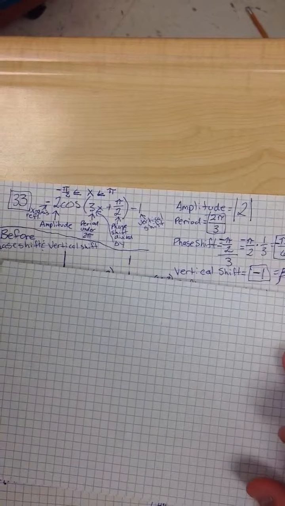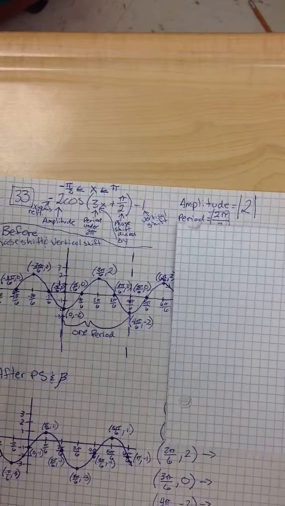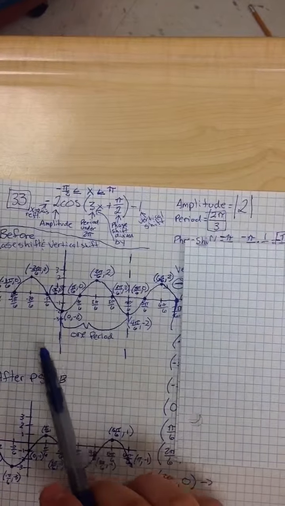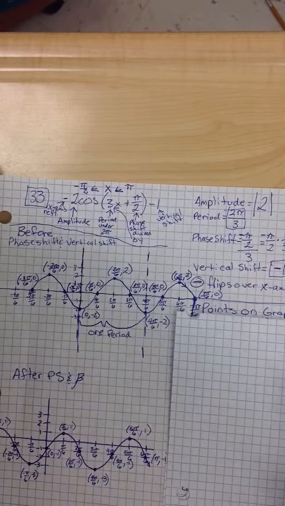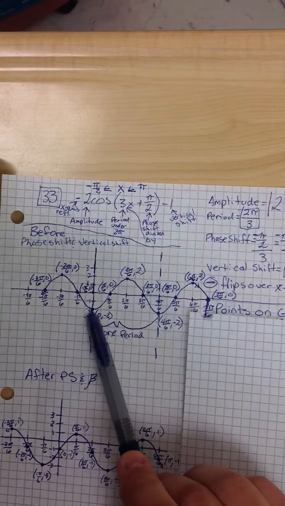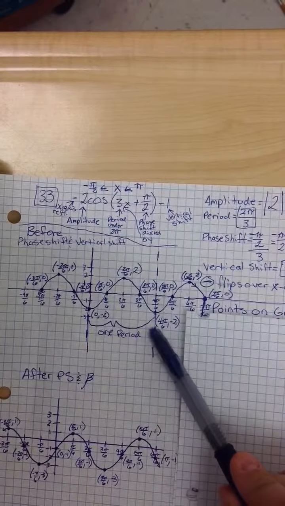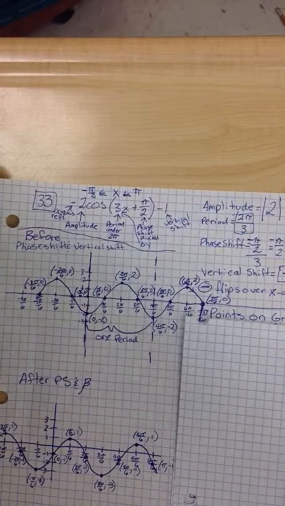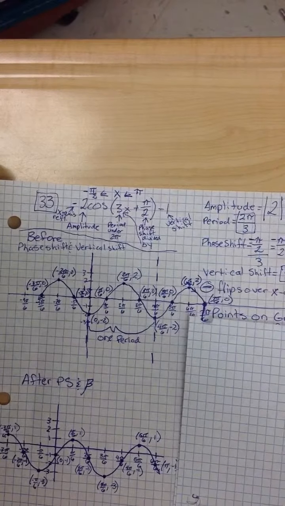So then after doing the cosine graph, we know that we have a period of 2 pi over 3, and we know that because of this negative in front of everything, it gives us a flip over the x-axis. So we start at the amplitude, so it would be the negative 2 because of the flip over the x-axis, and the period is till you get to 2 pi over 3. So this is what it all looks like before you have your phase shift and vertical shift.